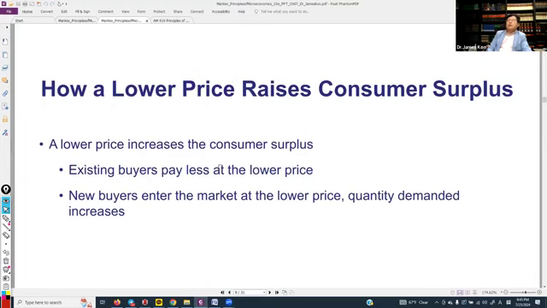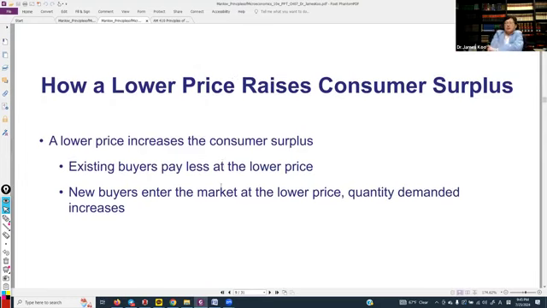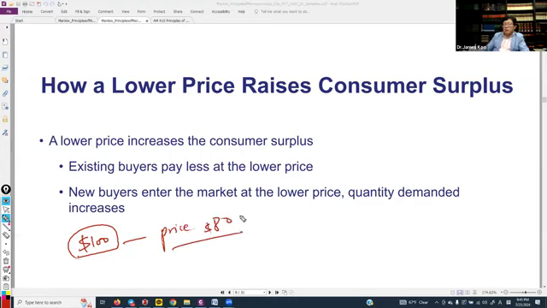How does a lower price raise consumer surplus? A lower price increases consumer surplus. Yes. A customer is willing to buy at maybe 100, but the price is 80. In this case, $20 is consumer surplus. The buyer pays less than the real price. New buyers enter the market at a low price, so quantity demanded increases.